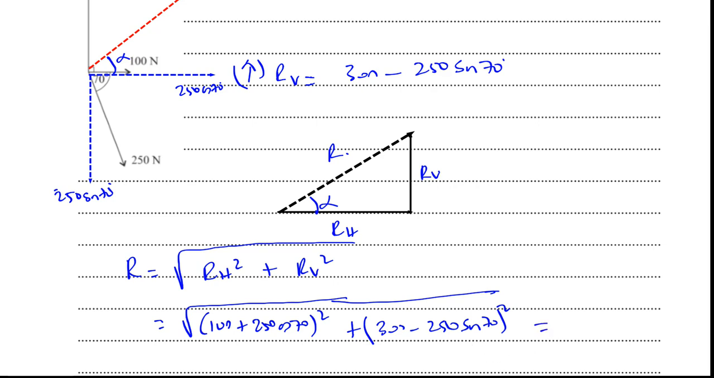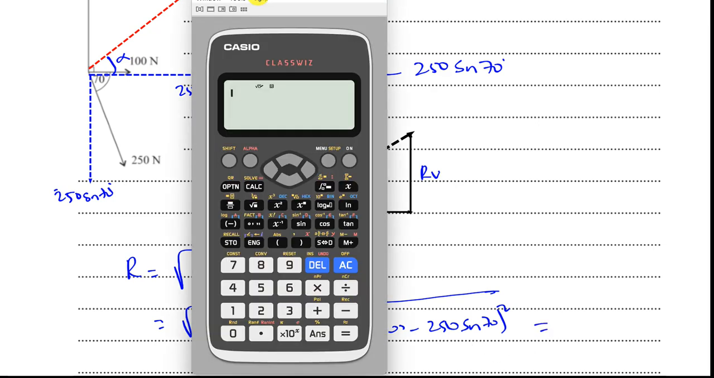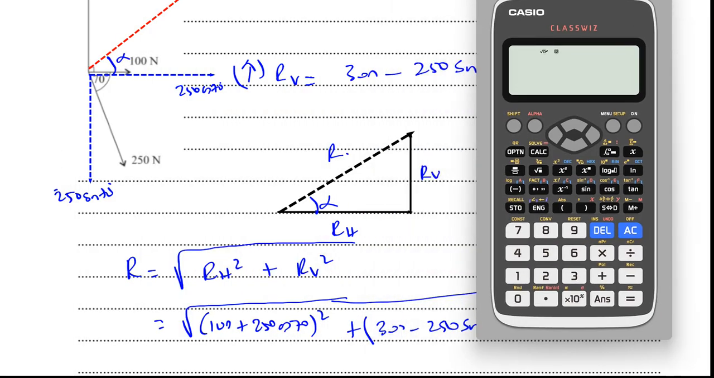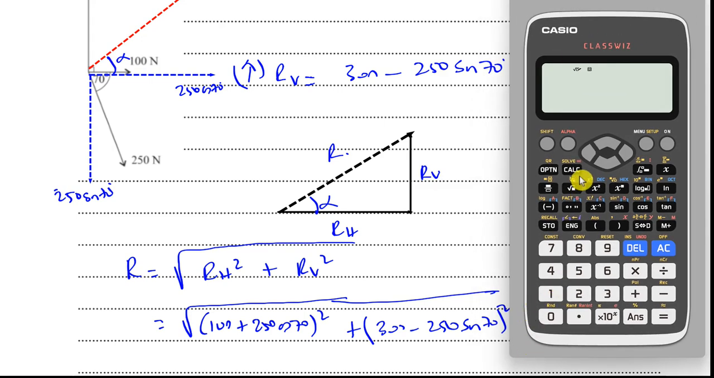So I can just stick this in the calculator and get the answer. So I have the square root of, in brackets, 100 plus 250 cosine 70, and we should be in degree mode. Are we in degree mode? I don't think so. So we just do that now before we forget. To angle unit, we have to be in degree mode, which is 1. Now in degree mode, for sure.